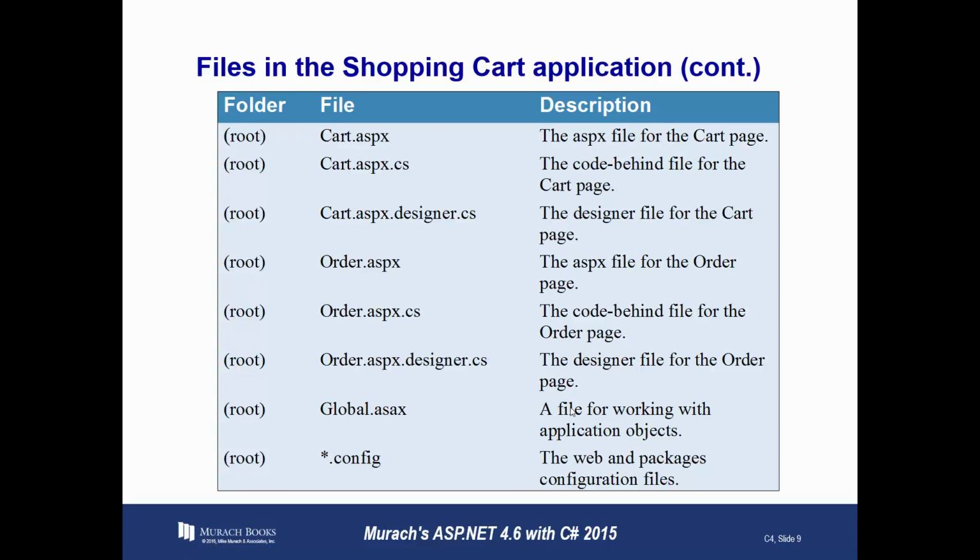And you'll notice that both cart and order have three files associated with them. The ASPX, which is our ASPX file. You can look at that, in some ways at least, as being our interface. The ASPX.cs file, and that's the code behind, so that's where we can add, as needed, any logic. And each one also has a designer.cs file.